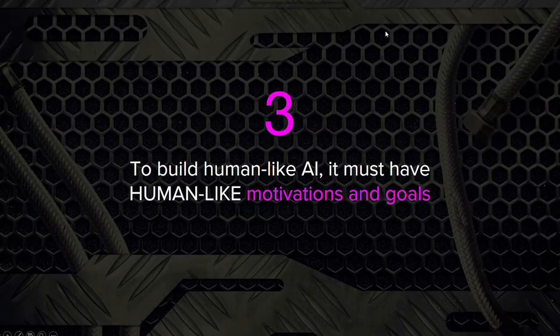But there's still something missing. Anyone have any ideas what the final ingredient is? I don't know. Okay, the final ingredient is, to build human-like AI, it also must have human-like motivations and goals. And this is something near and dear to Rich's heart.